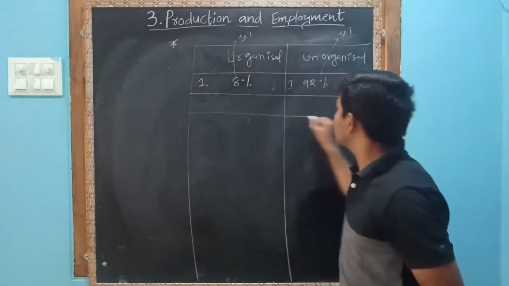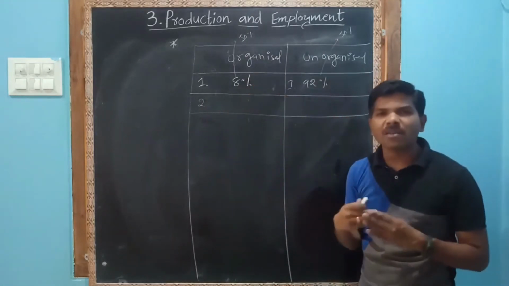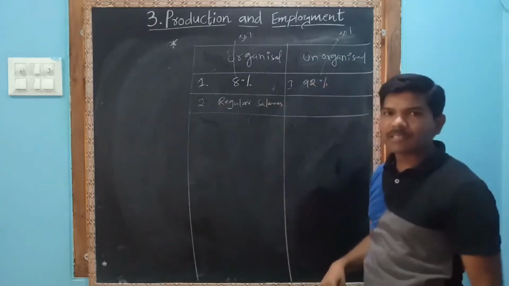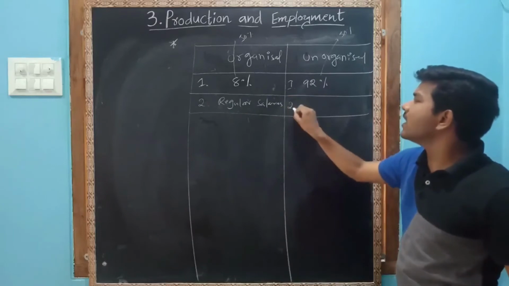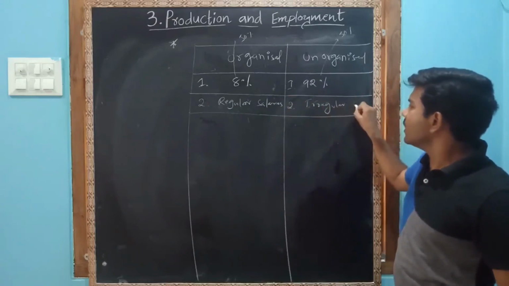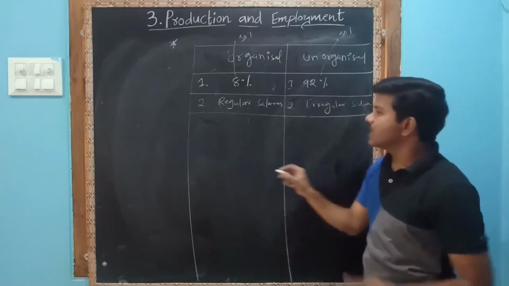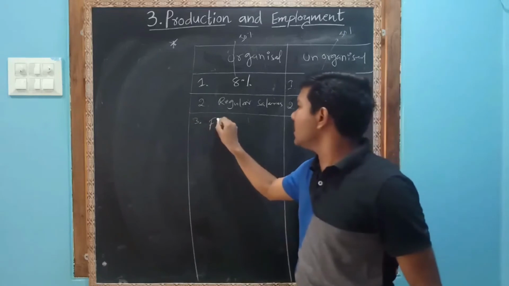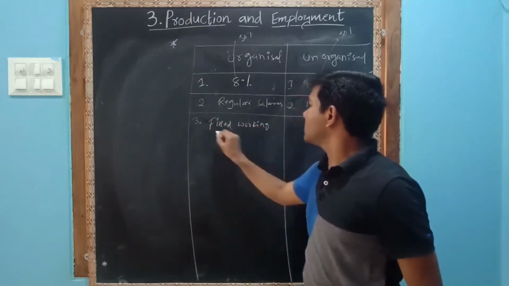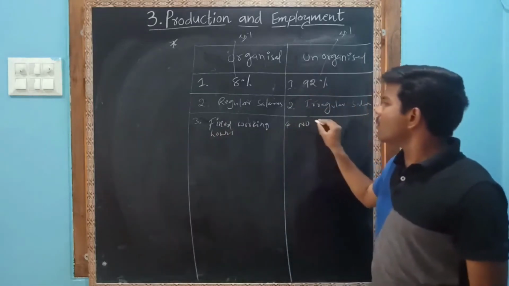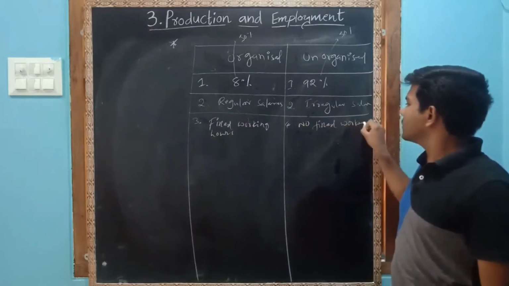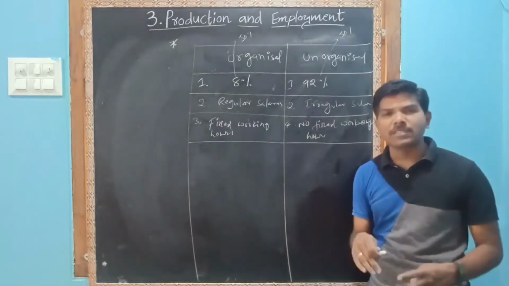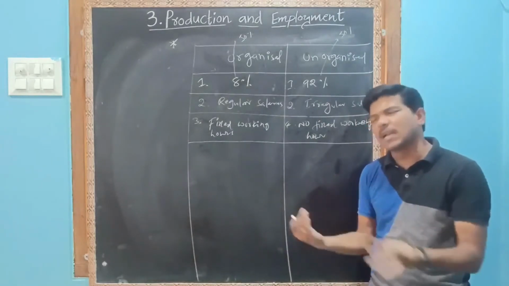Next, second point. Those people working in the organized sector have regular salaries. They are regularly paid. In the unorganized sector, it is the opposite: irregular salaries. Third point: there will be fixed working hours in the organized sector. In the unorganized sector there are no fixed working hours for the laborers. Whatever time they tell them to come, only then they have to go.